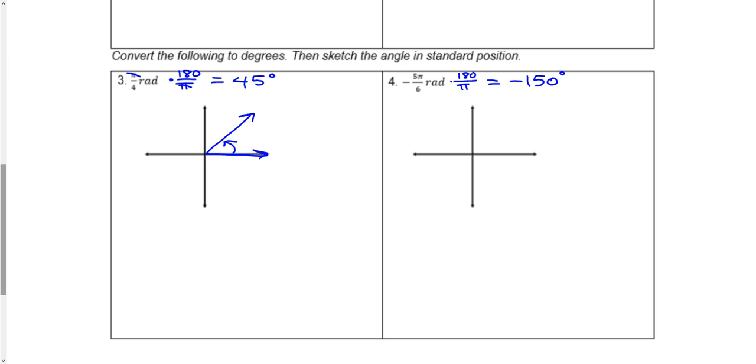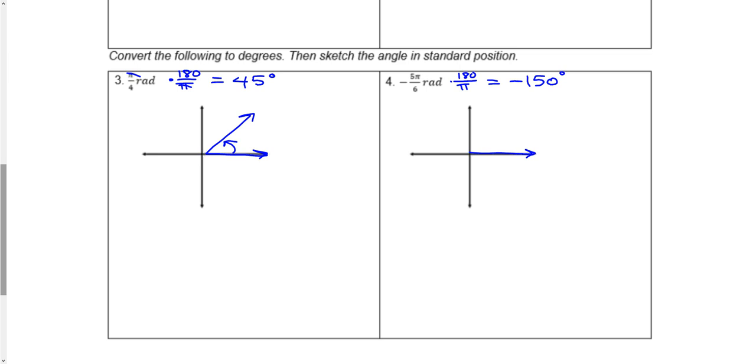So I have my initial side. Right here is where it starts. And because it's negative, I have to swing it down. So again, guys, 150. I know 90, I know 180. So it should be kind of close to 180. It's 30 degrees off of 180. So if I was to come all the way around to the other side, that's a perfectly straight line, 180. So I have to go 30 before it. So something like this. And then we show people that it went this way.